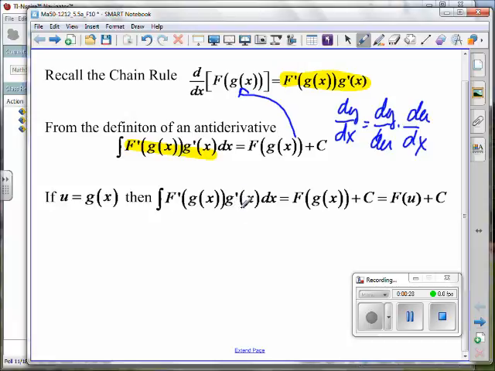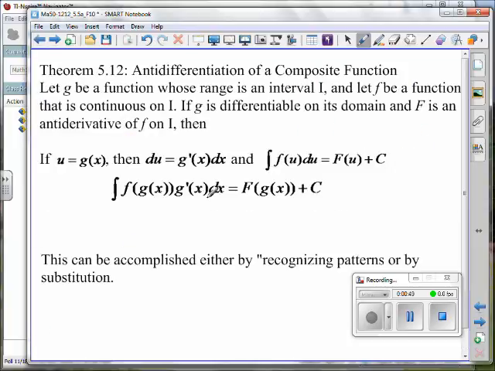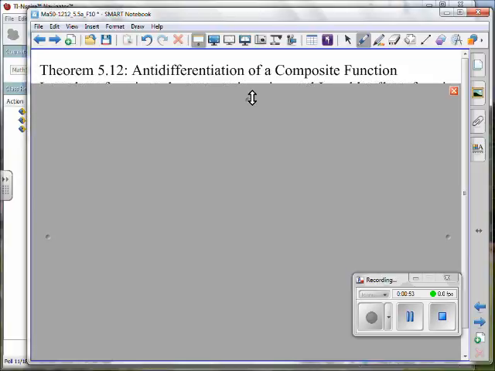show up here. Okay, and we come down to the outside function of the inside, so capital F with the inside of the function u. If you put g of x in there, we got the same thing as this. Okay. That's okay, but let's look a little bit deeper into this. Here's our theorem. Let's just take a look at it a little bit at a time.